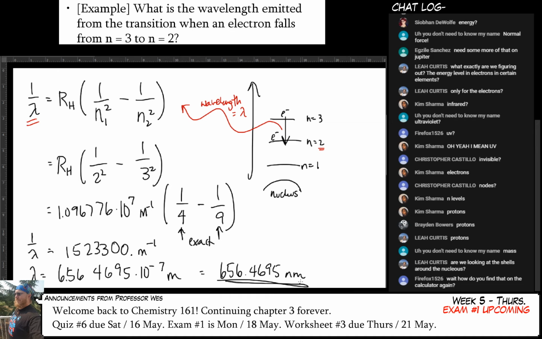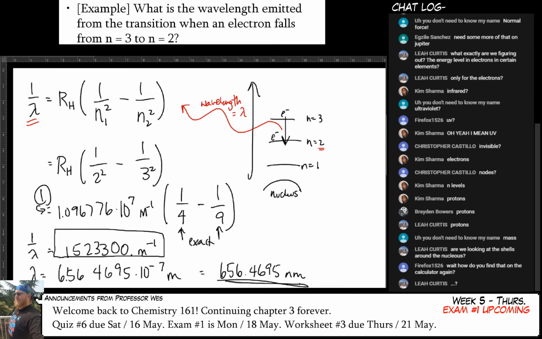How do I find that in the calculator again? So I typed in this first expression right here, so I'll just put a 1 here. I put this in the calculator, and I got this number. And yeah, we are looking at the shells around the nucleus. So I had 1 over lambda equals this number. I took the inverse of it to get this number, which is this in nanometers.